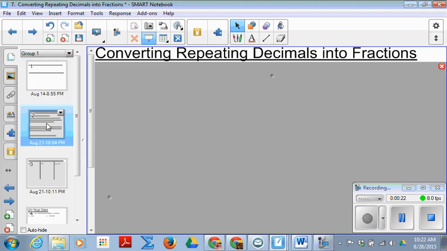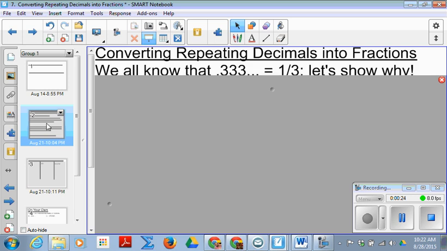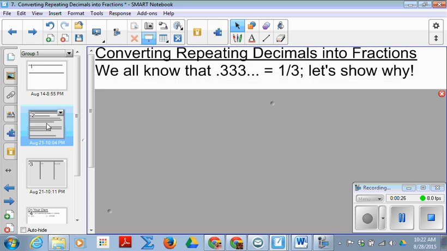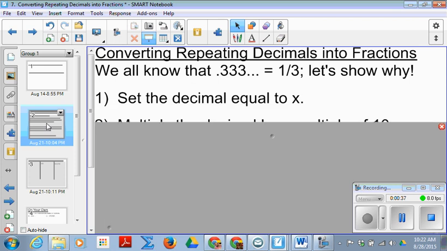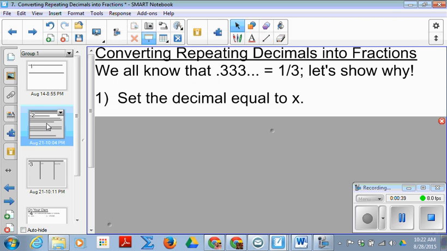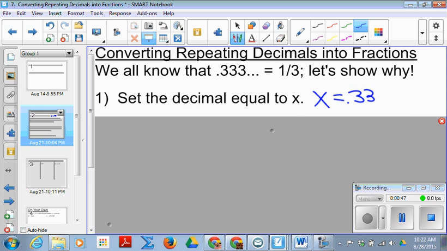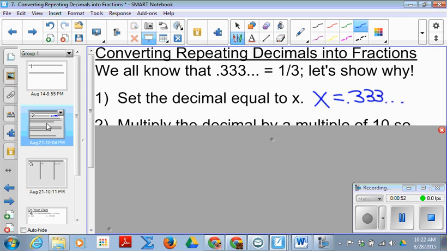So we're going to convert repeating decimals into fractions. We're going to start with one we all know. We know that 3/10 repeating is 1/3. I'm going to show you why, so we can then apply those concepts to fractions that aren't as well known to us. We're going to start by creating an equation. We set the decimal equal to a variable, and I'm going to choose x. That first step is pretty simple.